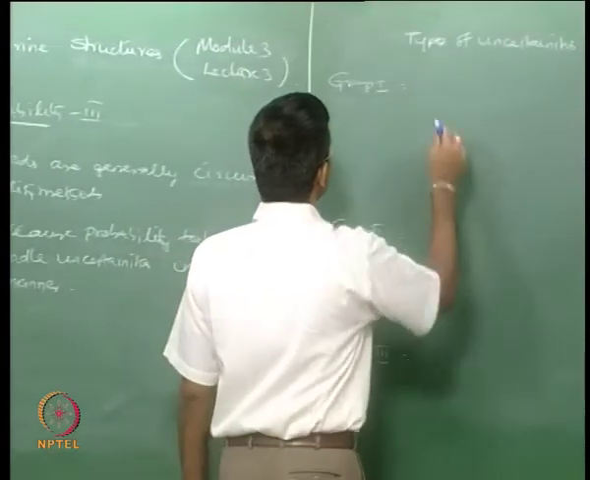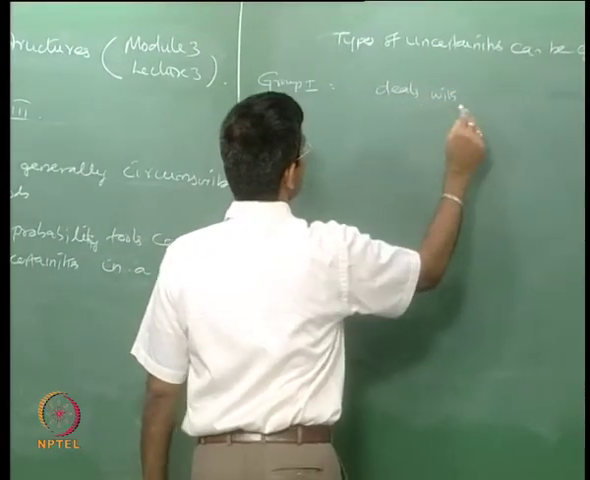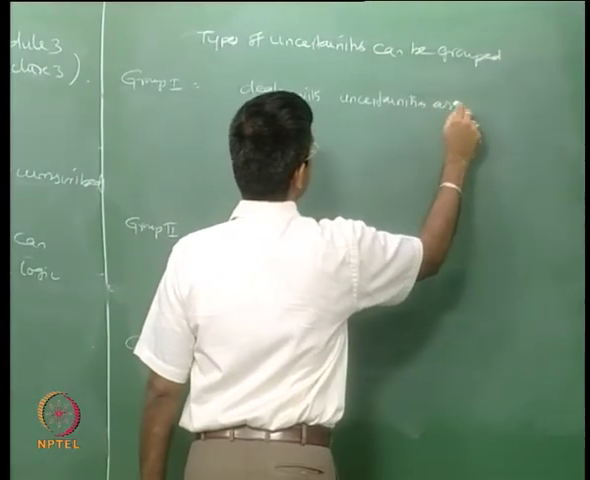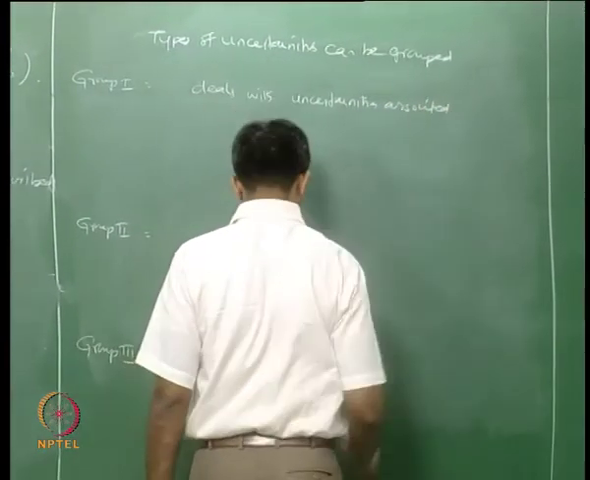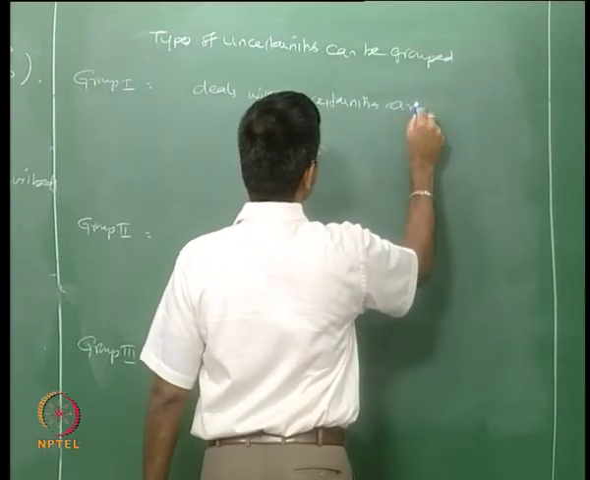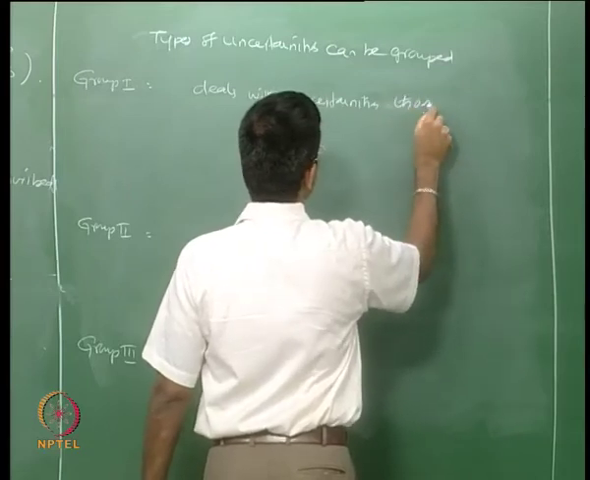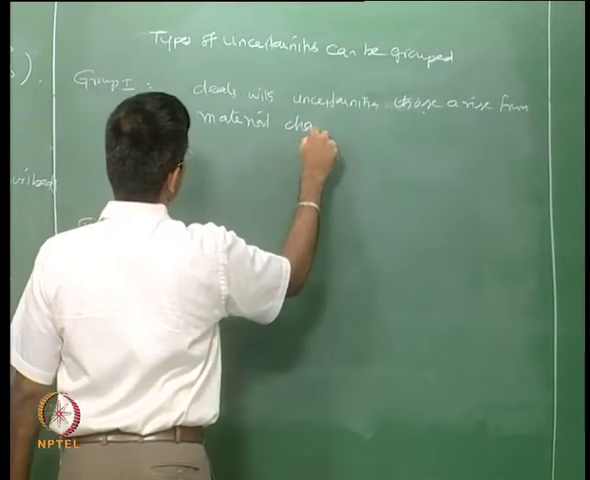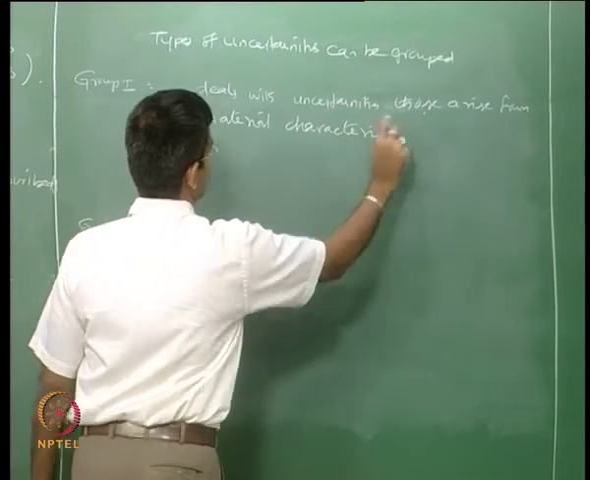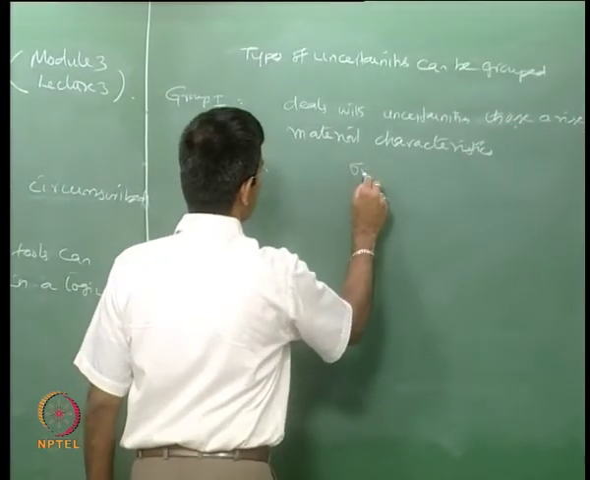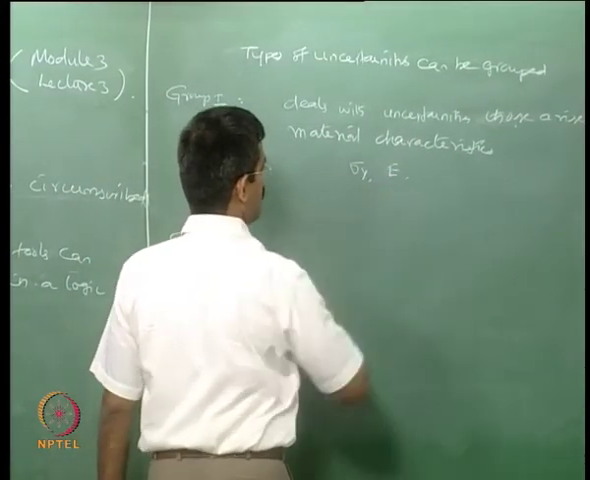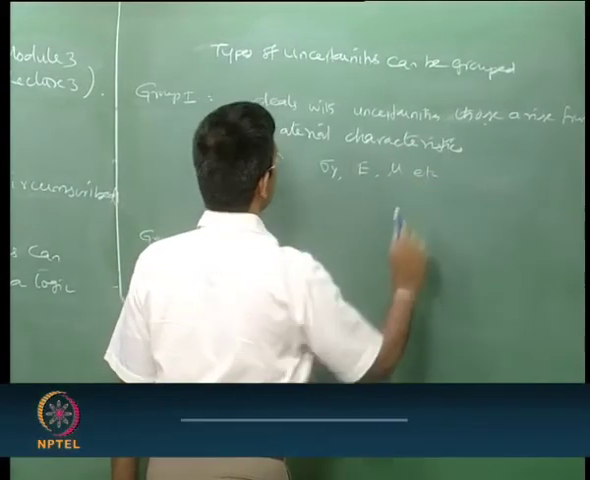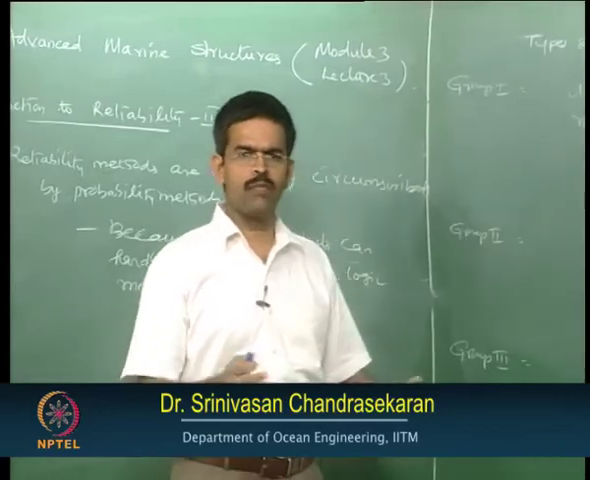Group 1 deals with uncertainties that arise from material characteristics like Young's modulus of the material, modulus of elasticity, etc. Poisson's ratio, which are all purely material characteristics, they are grouped as 1.